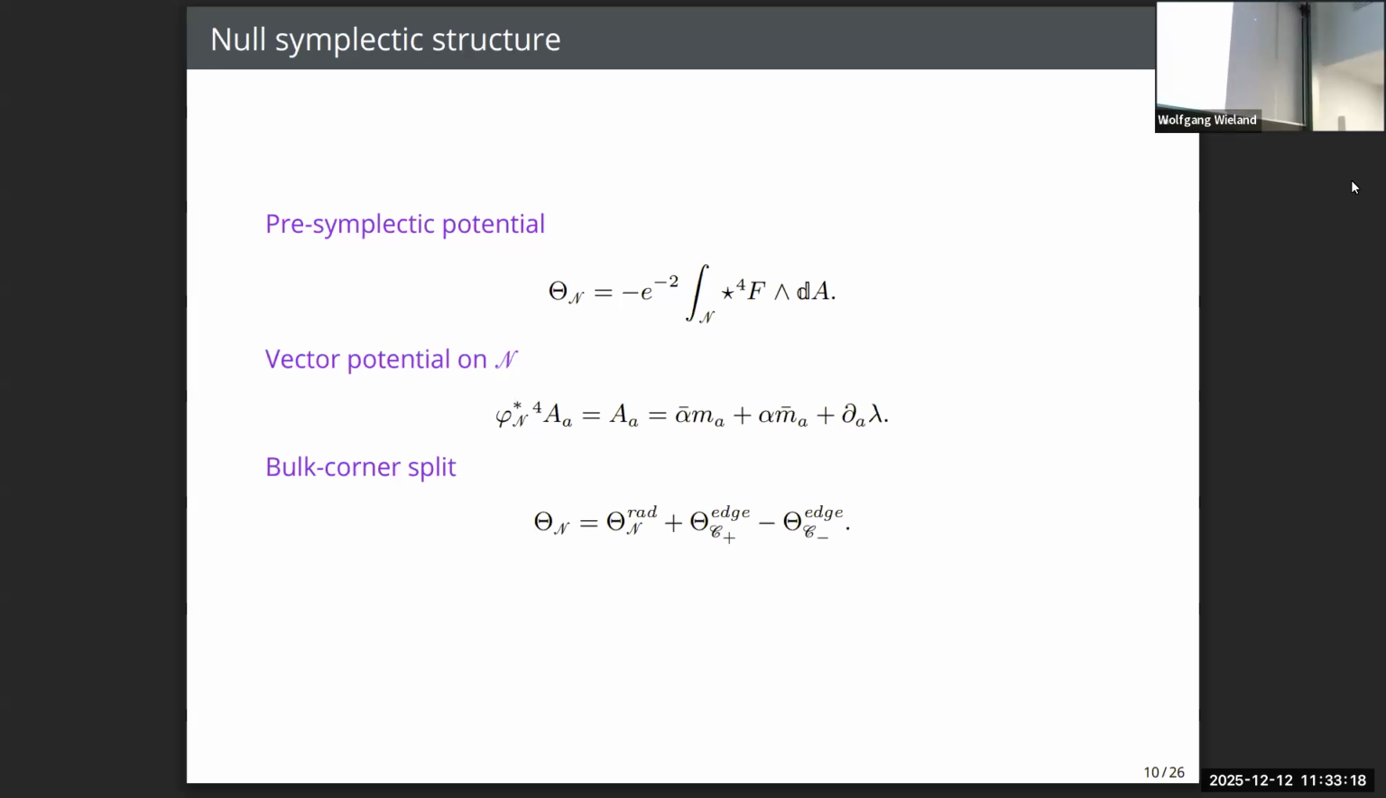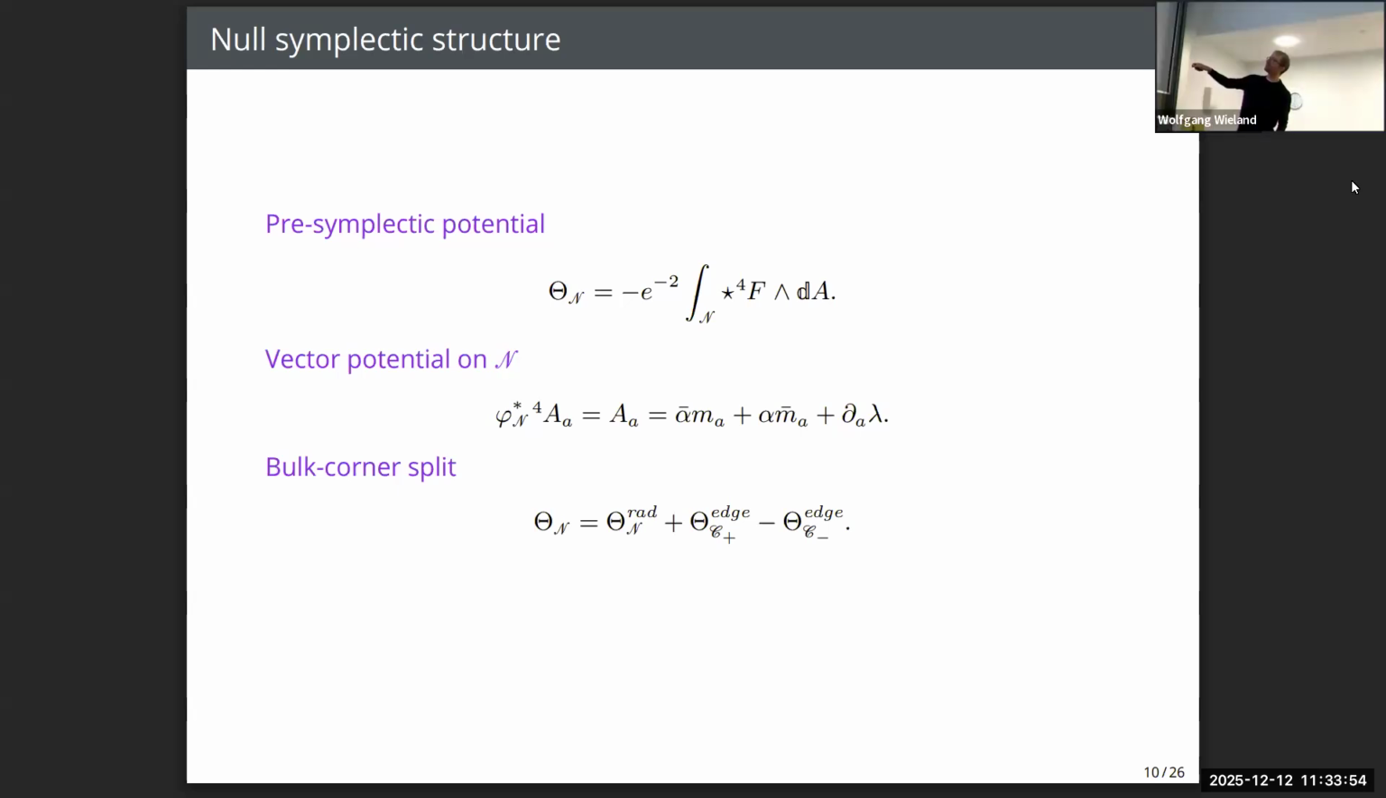So the symplectic potential on the null hypersurface just looks like this. It's just the same expression as for the spatial hypersurface, just that we take the integral over the null boundary. Then we insert our parameterization of the vector potential in terms of these components, the m and m bar components and this gradient of lambda, the gauge transformation. And we insert this expression in here, and we get three terms.